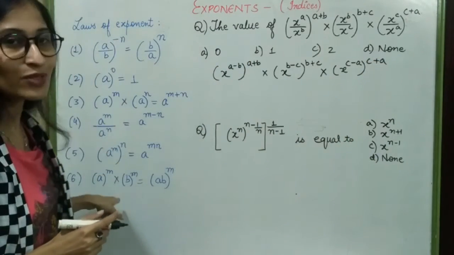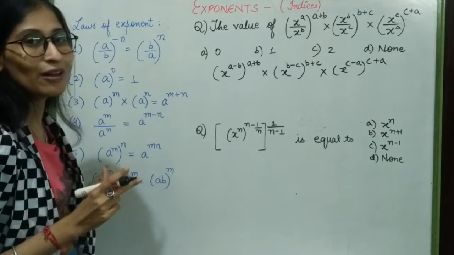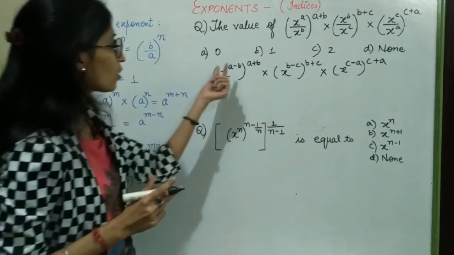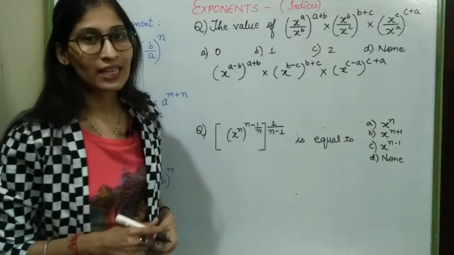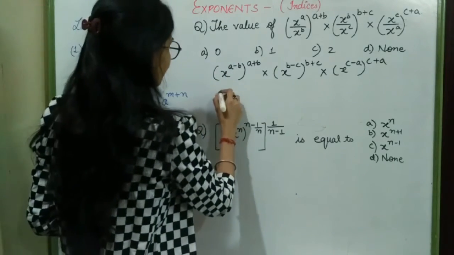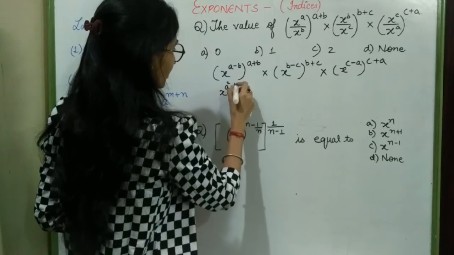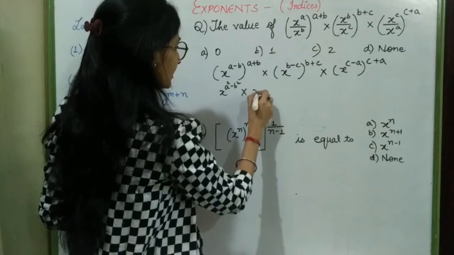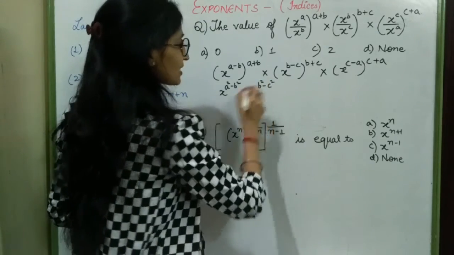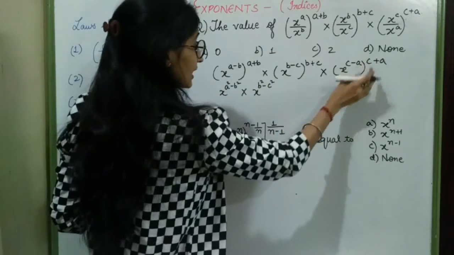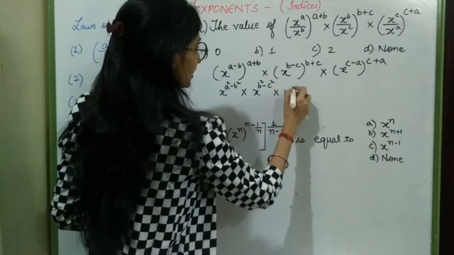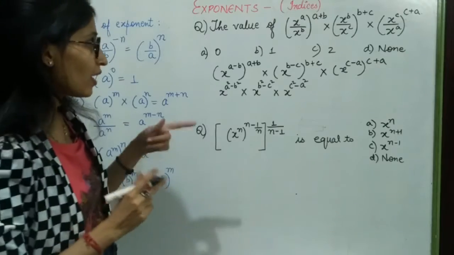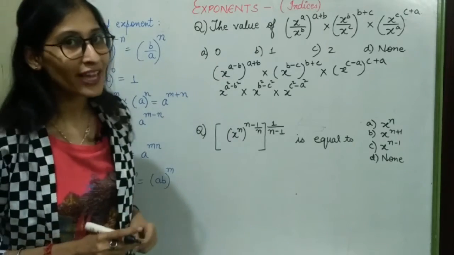Now, which of these rules is fitting? Yes, my rule number 5. The powers are now going to be multiplied. So, a minus b multiplied by a plus b. It will become a square minus b square, b plus c into b minus c, b square minus c square, c plus a into c minus a, c square minus a square. So I have applied my rule number 4 and rule number 5.